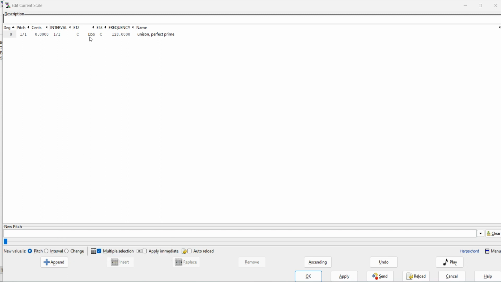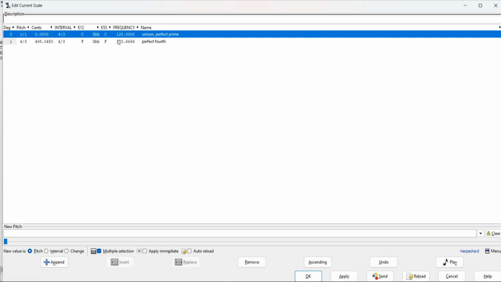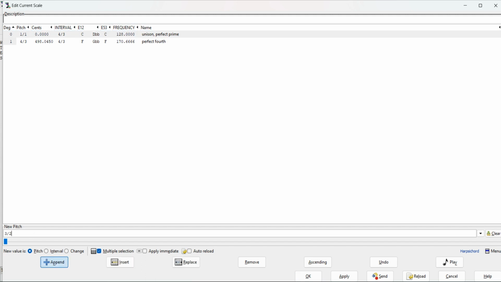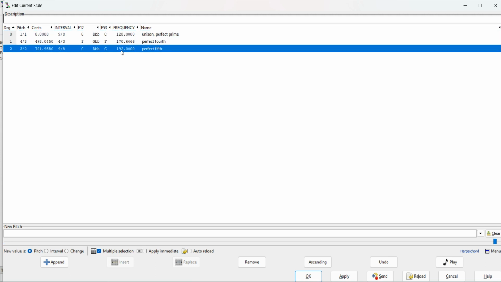For example, we have 128 Hertz for C in this place. If you have 4/3, it will be 170.666 Hertz. So the ratio between these two frequencies will be 4/3. If we have 3/2, we will get 192 Hertz between C and G. So this is the perfect fifth.